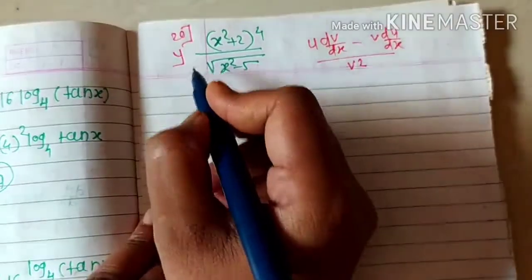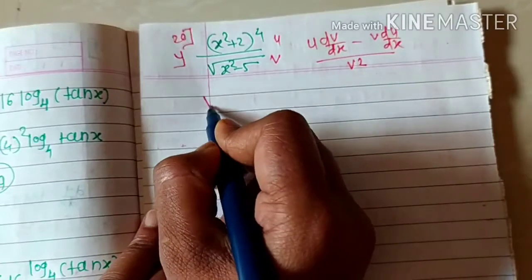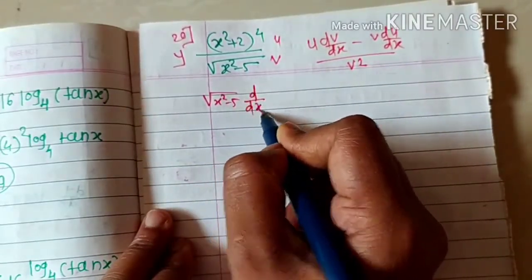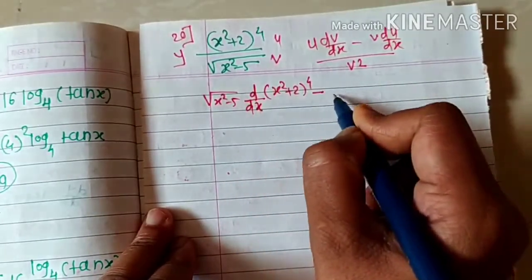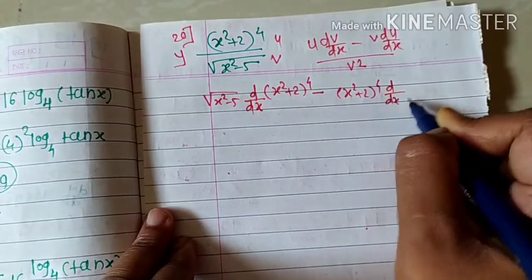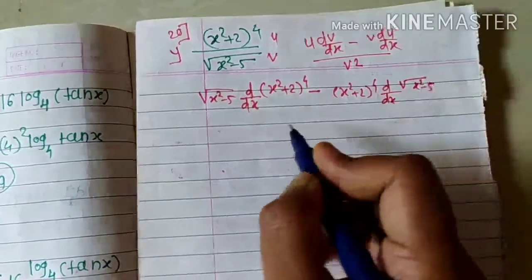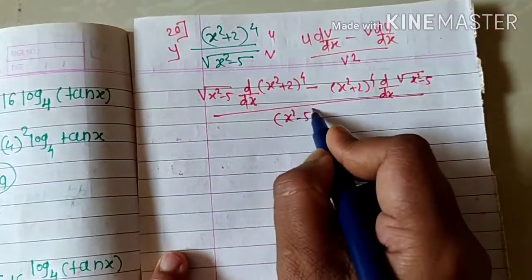Okay, then apply this. What do we get? This as u, this as v. That means square root of x square minus 5 into d/dx of x square plus 2 raised to 4, minus x square plus 2 raised to 4 into d/dx of square root of x square minus 5, divided by the denominator square. When you take the square, the square root gets eliminated.